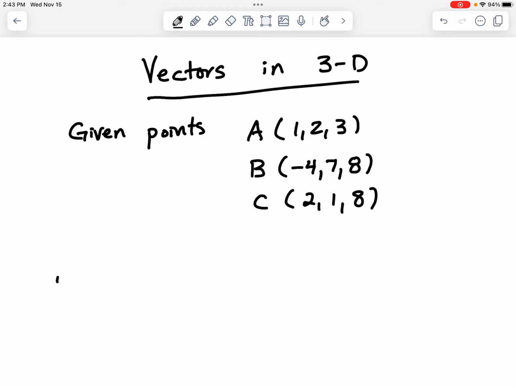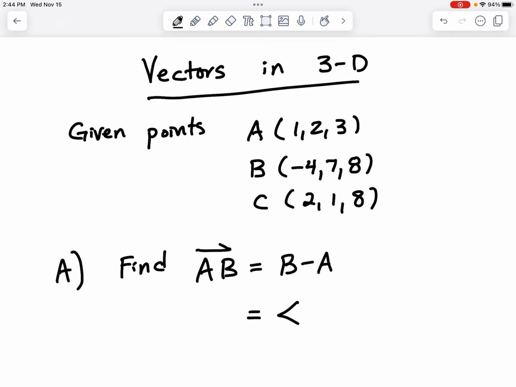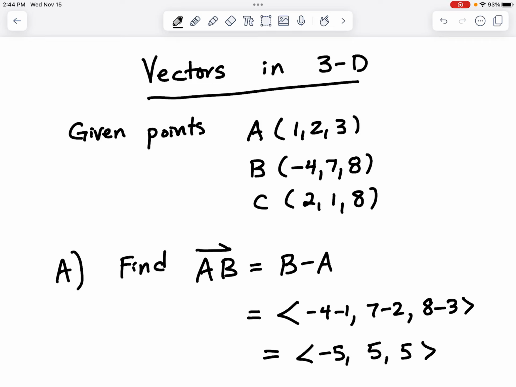Then the first thing we're going to do, part A, is find the vector from A to B. So that means that you just subtract, start with the B, and then subtract A. So the B minus the A, that would be -4 minus 1, and then 7 minus 2, and then 8 minus 3. And that turns out to be a -5, a +5, and another +5. So that's nice. 5, 5, 5 for everybody. Somebody got a negative.